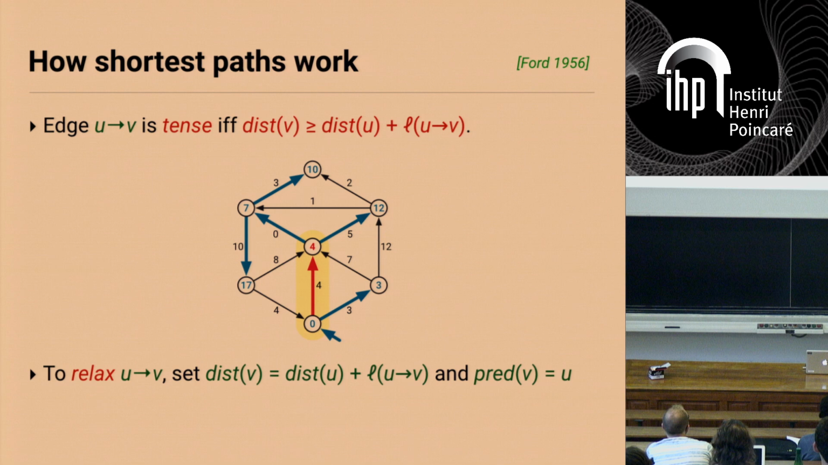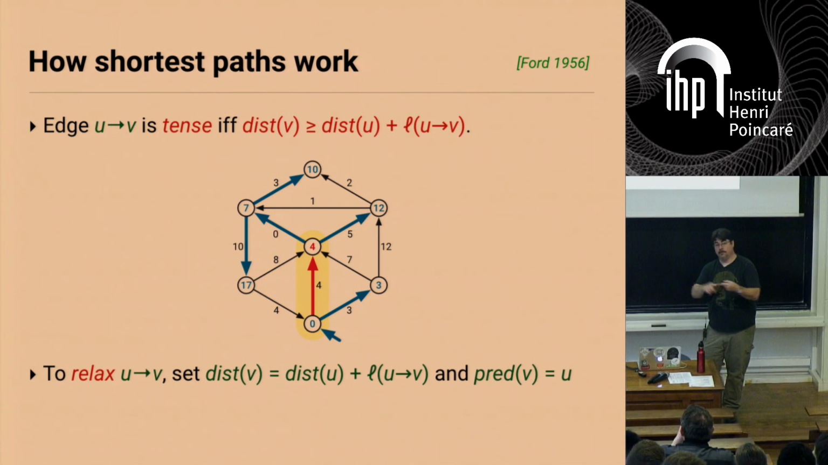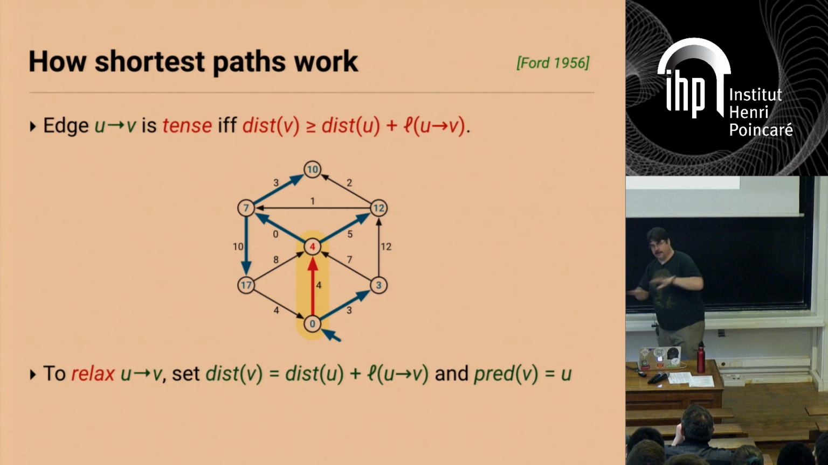That's the algorithm. That is every shortest path algorithm. That is Bellman-Ford, that is Dijkstra, that is Floyd-Warshall. Basically every algorithm is built on this idea. Find a tense edge and relax it. Find another tense edge and relax it. Find another tense edge and relax it.